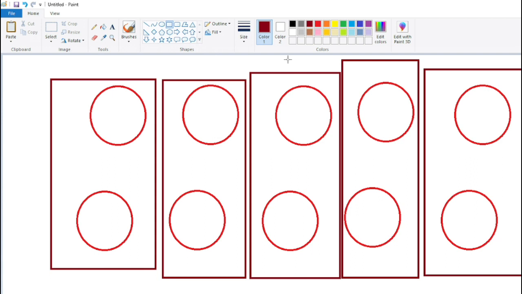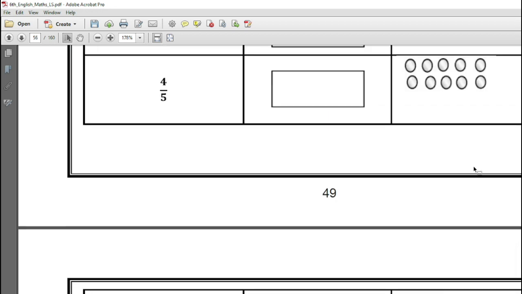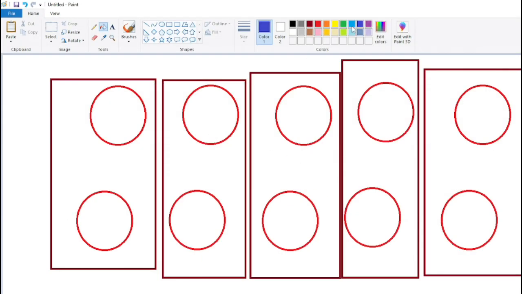Now what you have to do is give the color to the balls. Let us give the color to the balls. So how many should be represented? 2 by 7 means you should give two groups. Same solution for this, for 4 by 5 also. And let us give the color. What is your favorite color?